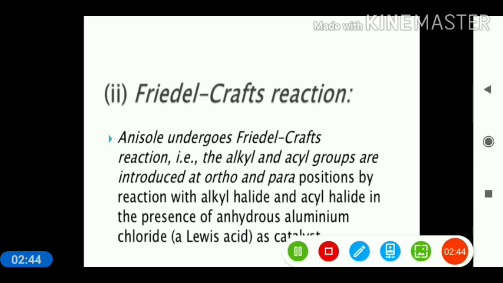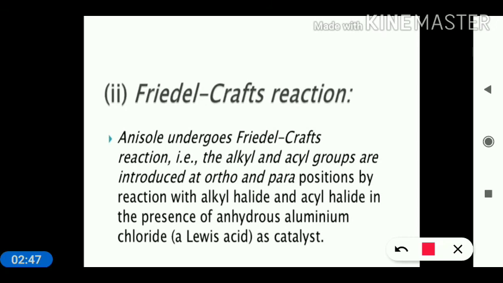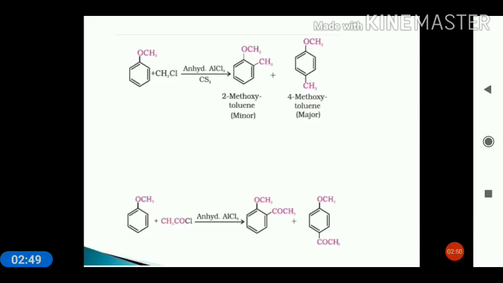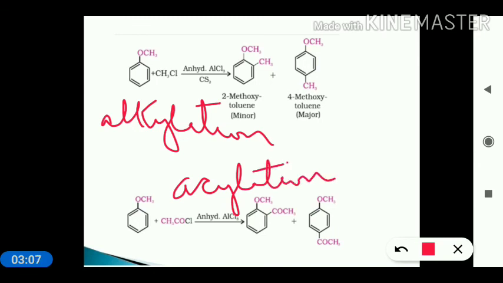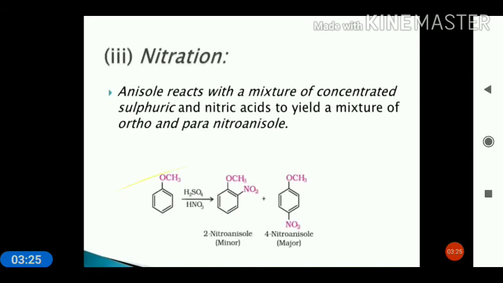Friedel-Crafts reaction. You know it takes place in the presence of a Lewis acid. In the reaction it is very clear: Friedel-Crafts alkylation and Friedel-Crafts acylation. You know it from 11th class. We have done this. In alkylation, the alkyl halide attacks at the ortho and para positions. In acylation also, ortho and para products are obtained. So electrophilic substitution reaction is very easy because the attack is always at the ortho and para positions.